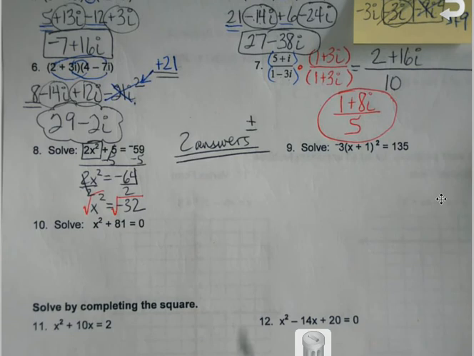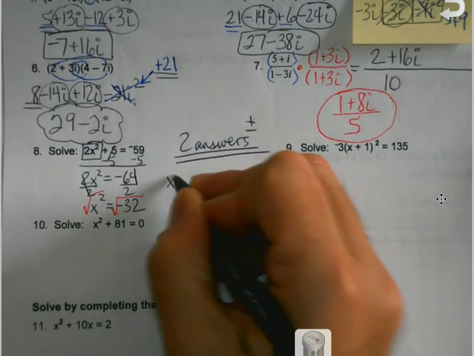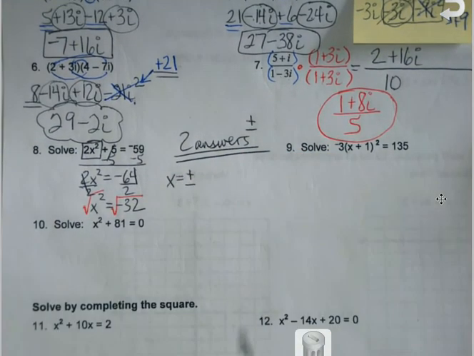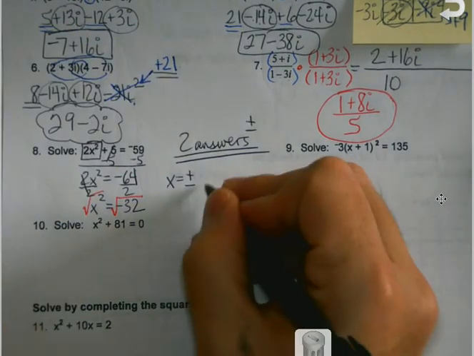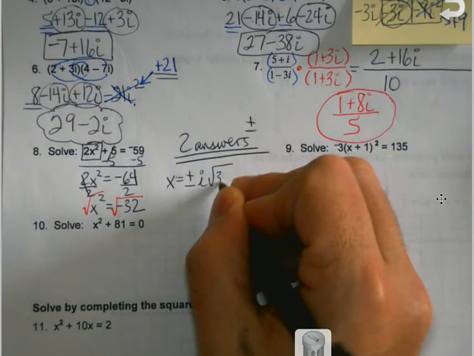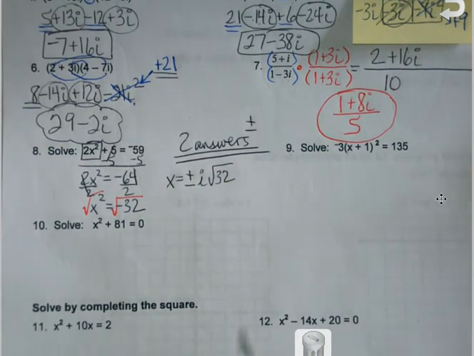But there's a couple of things I got to remember. Oh, I got to remember plus minus, and you're right, I have to take an i out. But wait, there may even be a little more. Can I break down the 32?